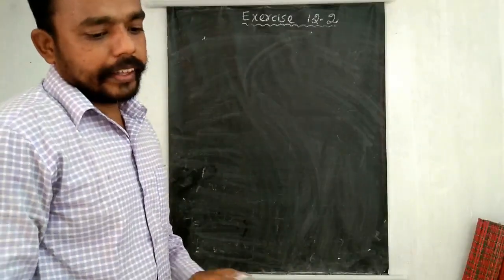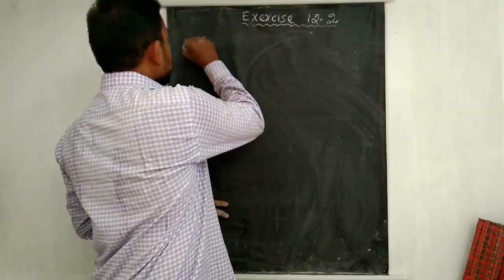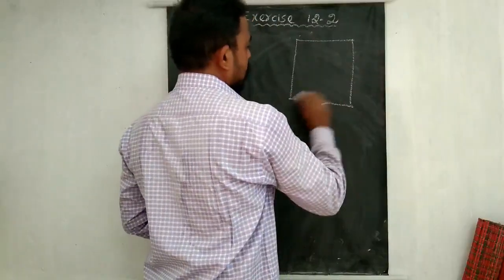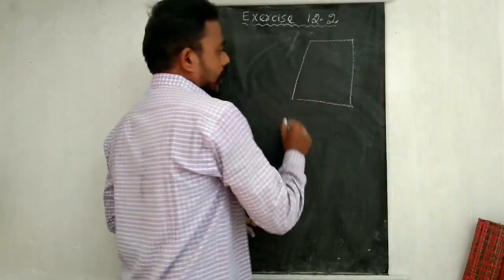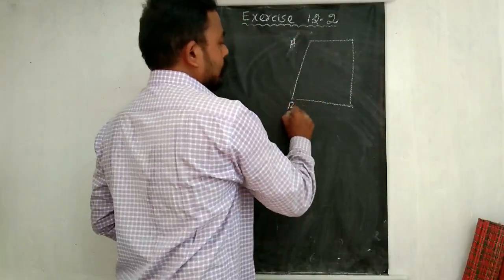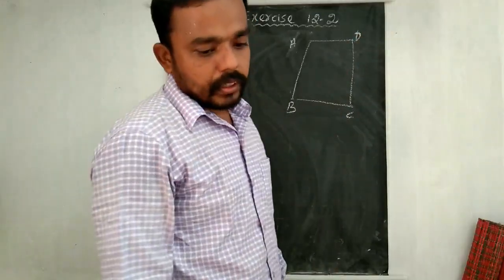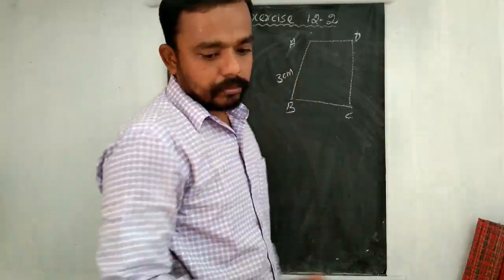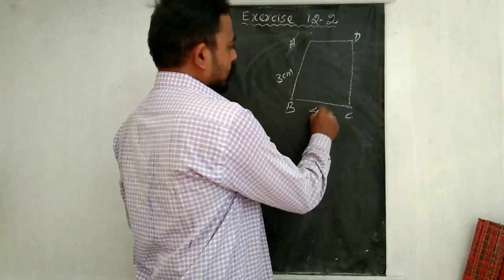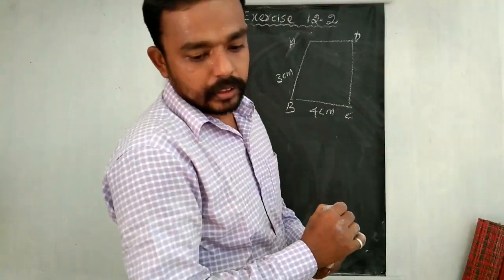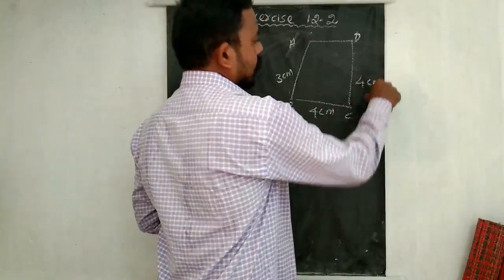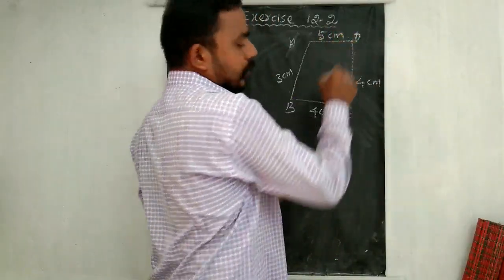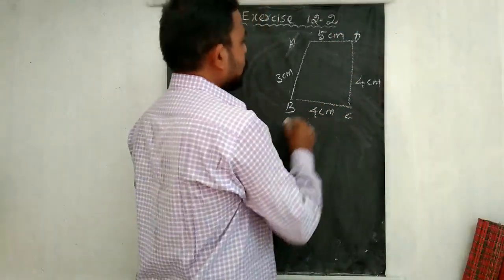Second problem: find the area of the quadrilateral ABCD, in which AB equals 3 centimeters, BC 4 centimeters, CD 4 centimeters, DA 5 centimeters, and AC 5 centimeters.